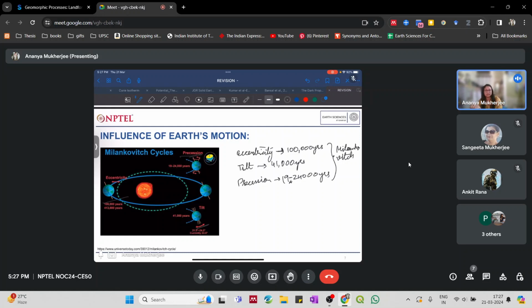Because these actually dictate the glaciation and the interglaciation periods. Okay, so all of these, eccentricity, tilt and precession, have a control on the interglaciation and glaciation periods that the Earth experiences during its entire evolution. It was studied in the past by researchers, and they came up with this aspect that these cycles have an effect on the overall climatic pattern of the Earth.